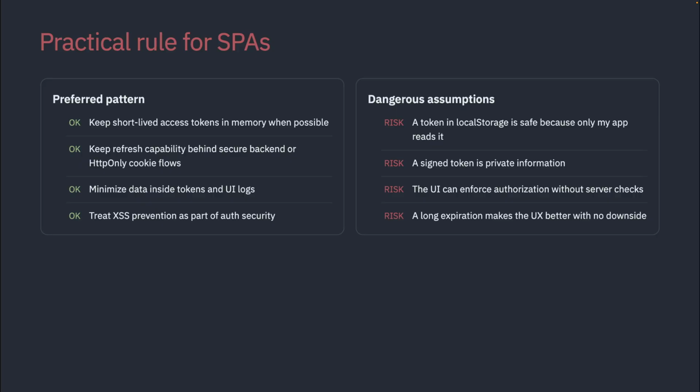So, practical rules for single page applications. We need to keep short-lived access tokens in memory, keep refresh capabilities behind a secure backend or in cookies, and minimize the data inside the tokens. And never log tokens in the UI, because cross-site scripting undermines part of the authentication security. So we just need to be careful about that.